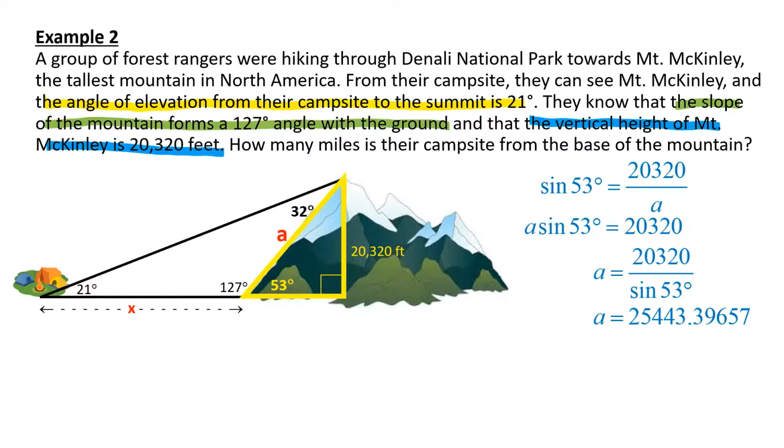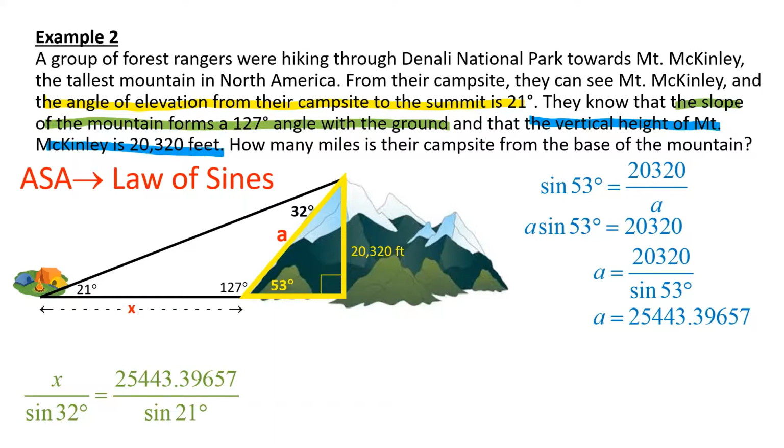Now that we have side A in the oblique triangle, we have an angle side angle situation which calls for the law of sines. We want to find side x, so I'm going to set up a proportion. Side x over the sine of its opposite angle, 32 degrees, is equal to side A over the sine of its opposite angle, 21 degrees. Multiply both sides by the sine of 32 degrees.